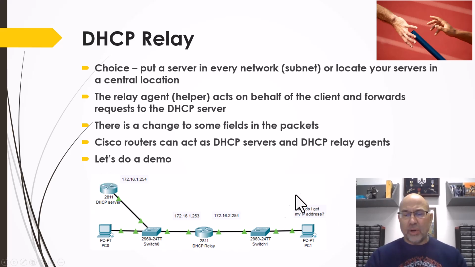Now we've got other hosts on the other side of a router, but there's no DHCP server on the right-hand side of this topology. So the question is, how would PC1 get its IP address? And the answer is that we would have to turn on DHCP relay in our middle router so that it could forward requests to this particular DHCP server. Let's take a quick look at our packets again, and then we'll do the demo.